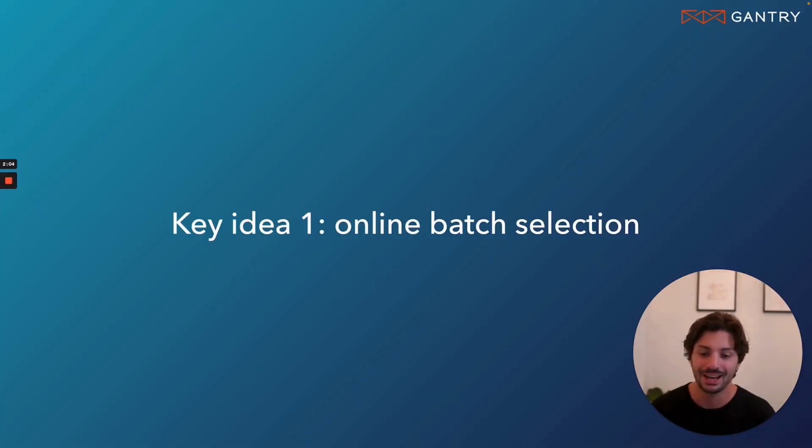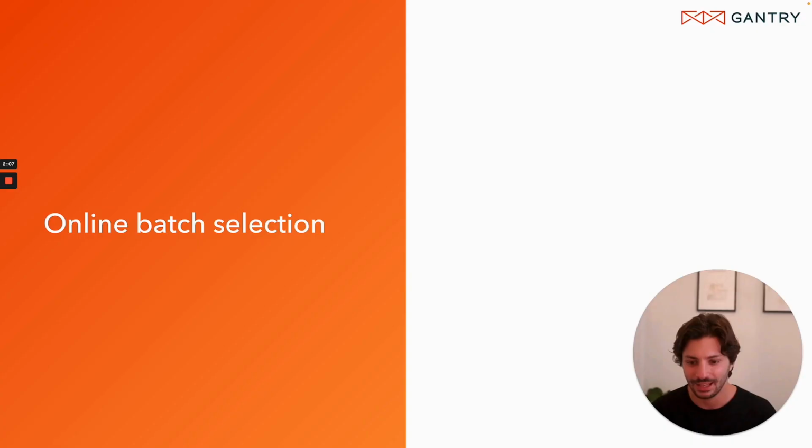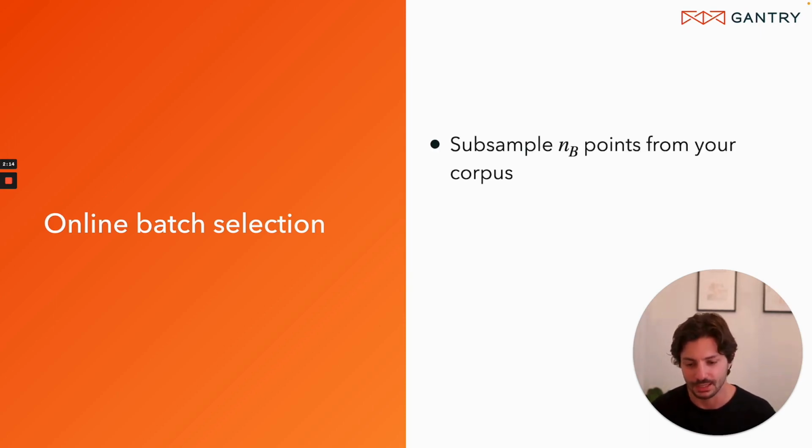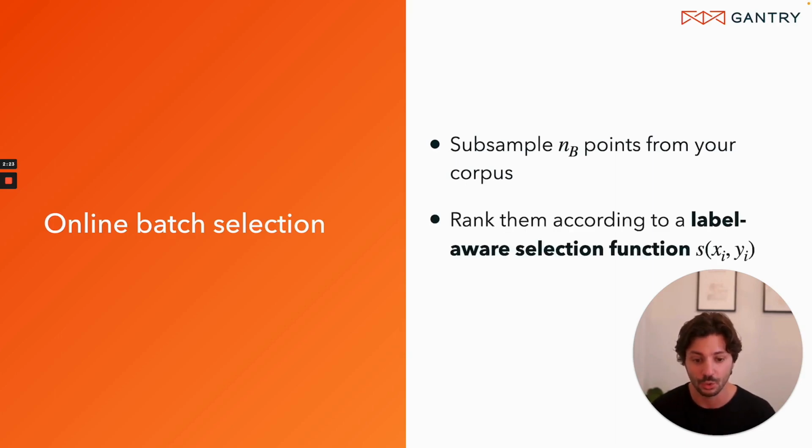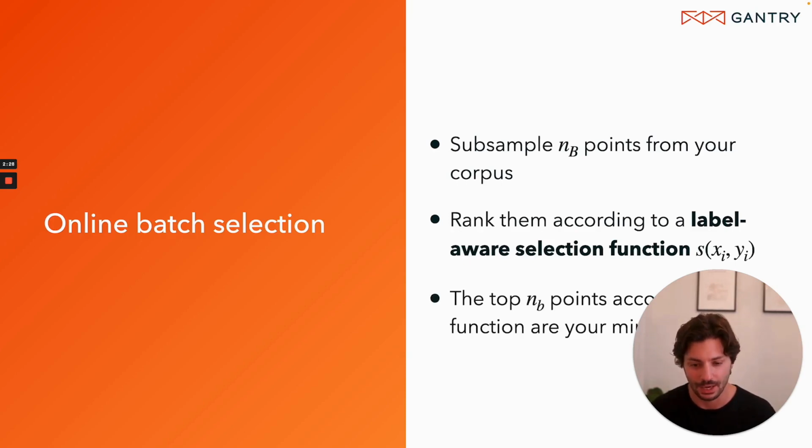That brings us to the first key idea in this paper, which is online batch selection. Let's say that we have 1 billion data points and we train our model on a mini batch of just 128. Normally what we do is we'd shuffle the data set and sample 128 at a time. But in online batch selection, we first sample, let's say, 10,000 data points from the 1 billion, and then we rank them according to a label-aware selection function. The key question here is, what is the right selection function to use?